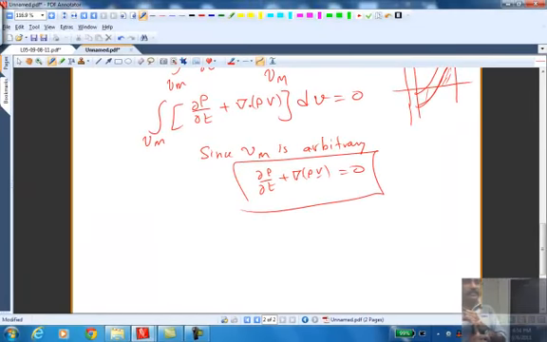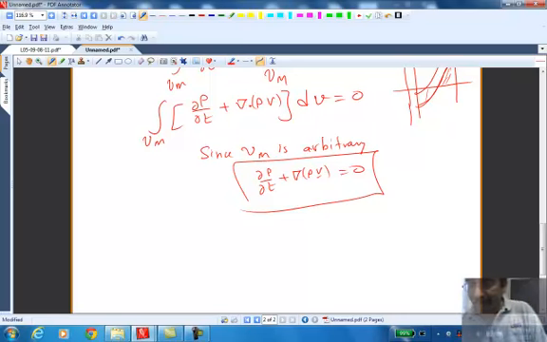Let's look at the assumptions. What are the assumptions we have placed in deriving this equation? Did we say whether it is compressible or incompressible, gas or liquid? We didn't make any statement about that. So it is valid for all kinds of fluids that you can think of.